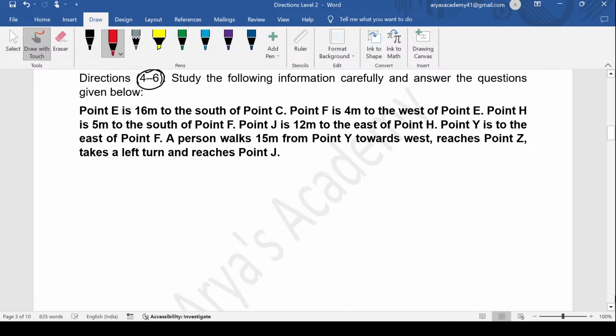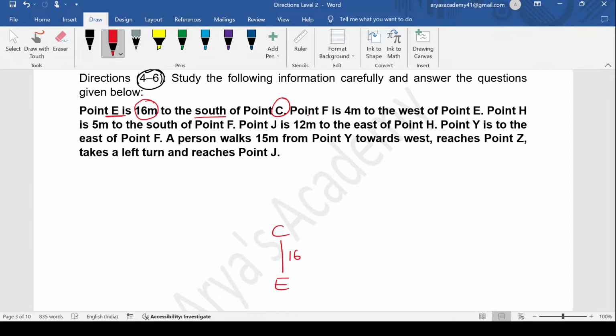Now I will actually solve this question. See, the first point is actually mentioning that point E. Point E is at what distance? 16 meters. And in which direction? South. From which point? Point C. So I am assuming that point C is over here. If you travel south, and that too for how many meters? 16 meters, you will actually arrive at another point, that is capital E.